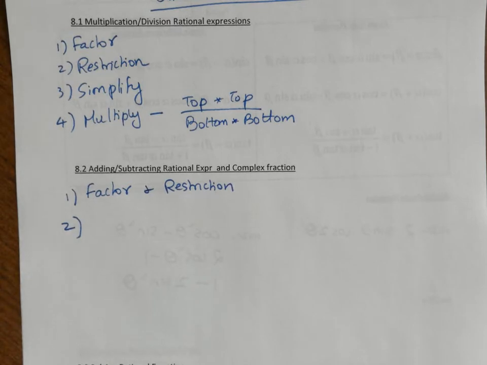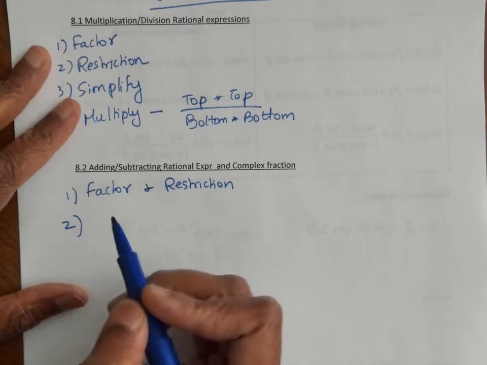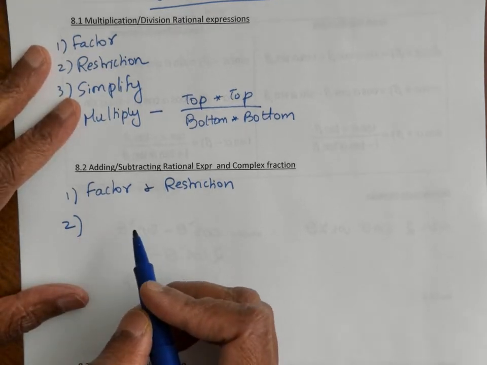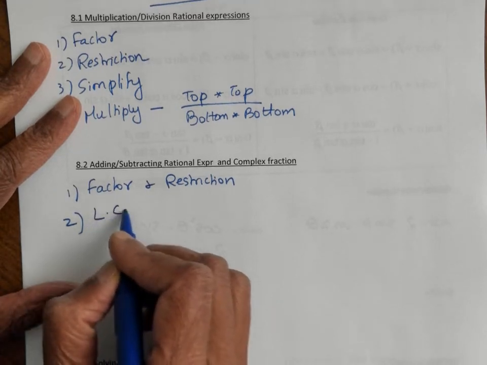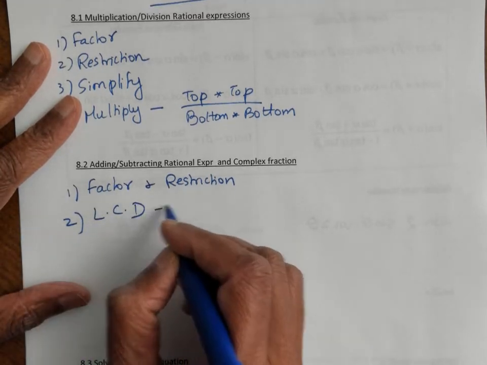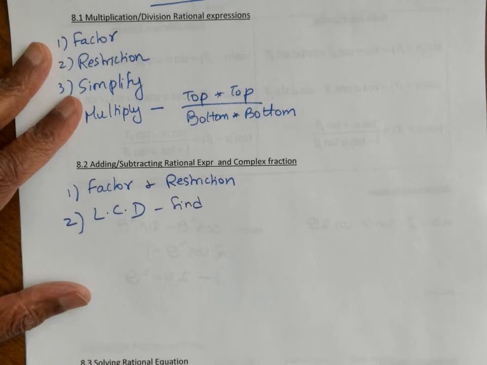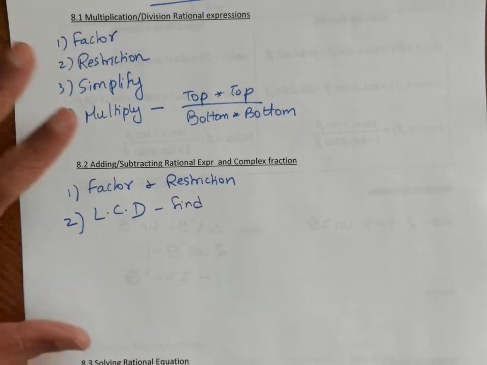After you factor and write the restriction, when you're adding and subtracting, what do you do? How do you add and subtract rational numbers or just fractions? Make the denominator the same. Same denominator, perfect. And what do you do to find the common denominator? Find the LCD. How do you find the LCD?